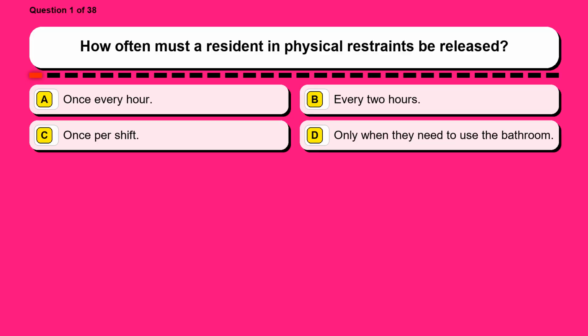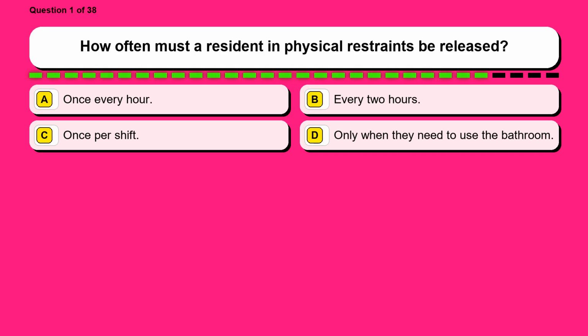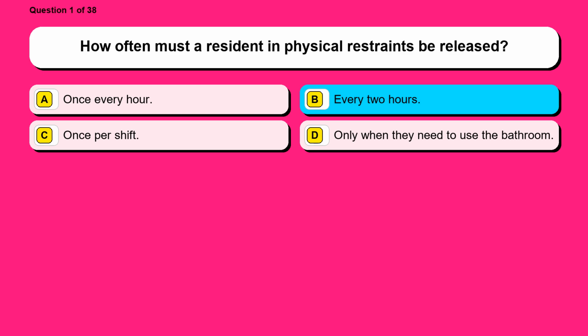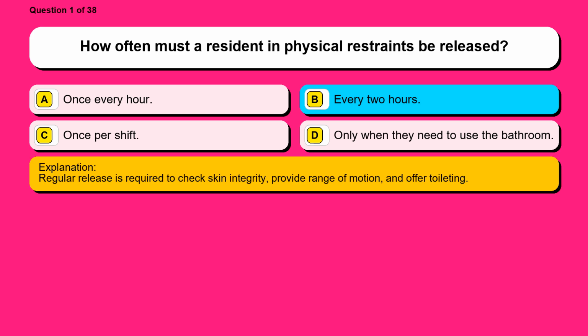Question 1. How often must a resident in physical restraints be released? Option A. Once every hour. Option B. Every 2 hours. Option C. Once per shift. Option D. Only when they need to use the bathroom. The correct answer is option B. Every 2 hours. Regular release is required to check skin integrity, provide range of motion, and offer toileting.